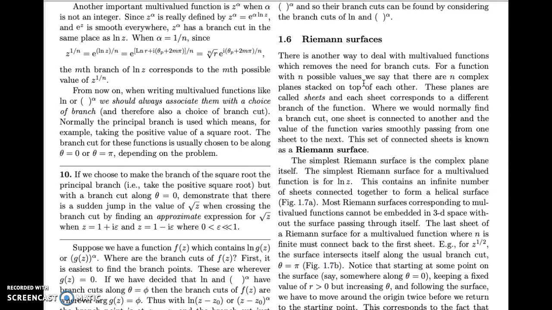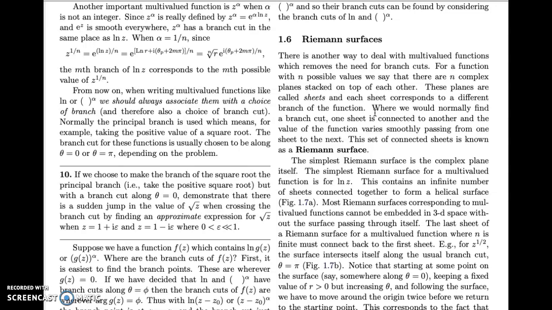Anyway, so what happens? For a function that has n possible values, so we're talking about multi-valued functions still, n possible values, we say that there are n complex planes stacked on top of each other, and these planes are called sheets, and each of those sheets corresponds to a different branch of the function.